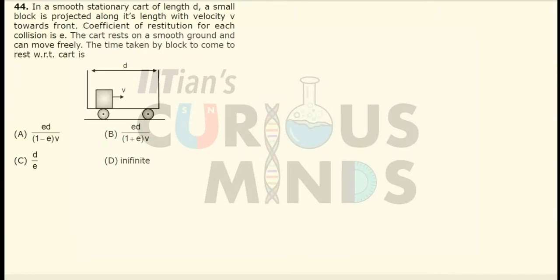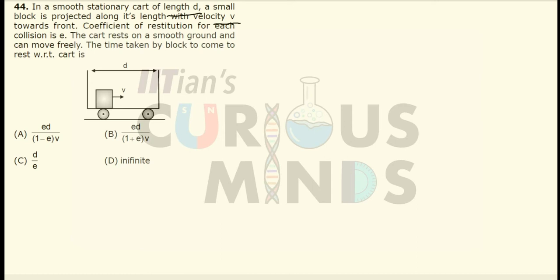In a smooth stationary cart of length d, a small block is projected along its length with a velocity v towards the front. The coefficient of restitution for each collision is e. The cart rests on a smooth horizontal ground and can move freely.